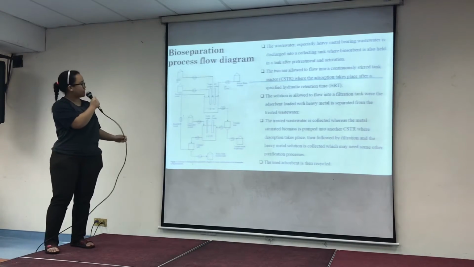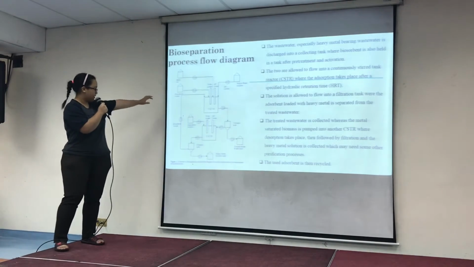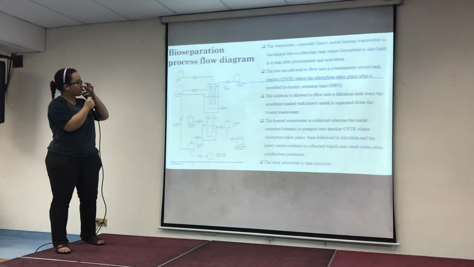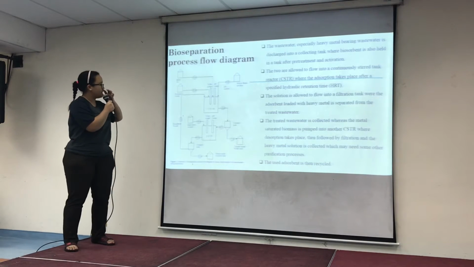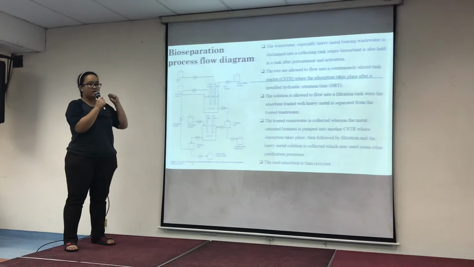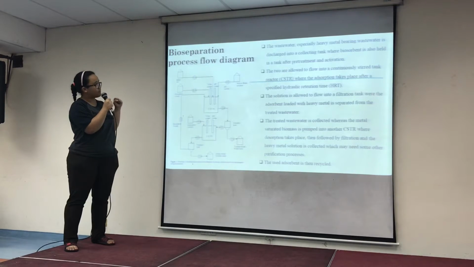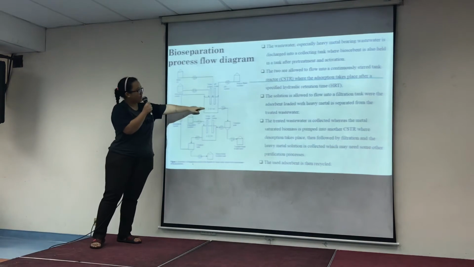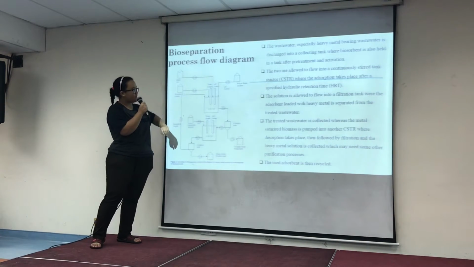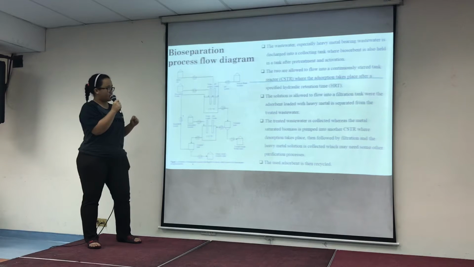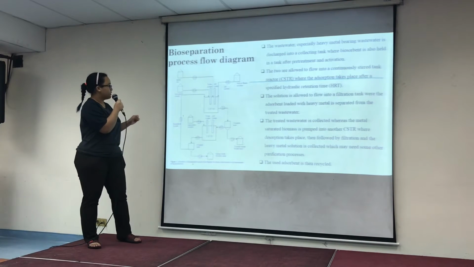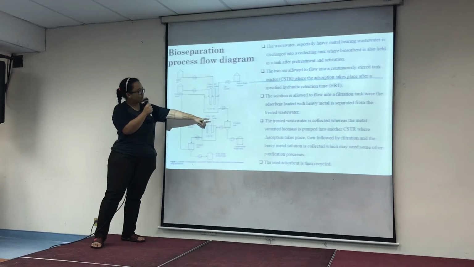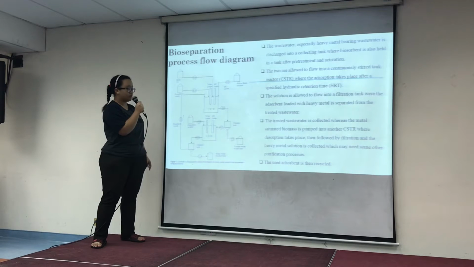So for the bioseparation process flow diagram, this is the diagram for the process. The wastewater, especially heavy metal bearing wastewater, is discharged into a collecting tank where there is also bioadsorbent after pretreatment and activation. The two are allowed to flow into a continuously stirred tank reactor where adsorption takes place after a specified hydraulic retention time. The solution then flows into a filtration tank where the adsorbent loaded with heavy metal is separated from the treated wastewater.